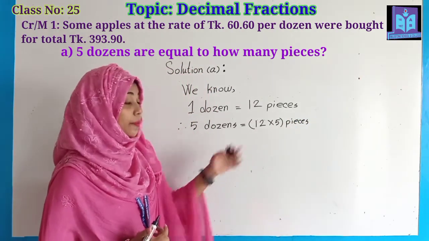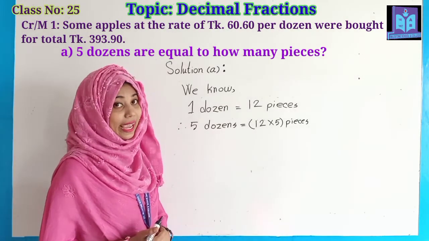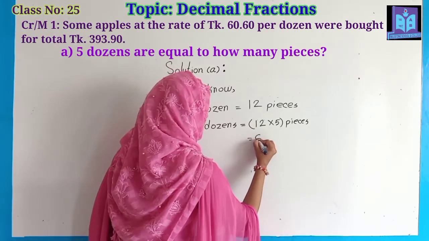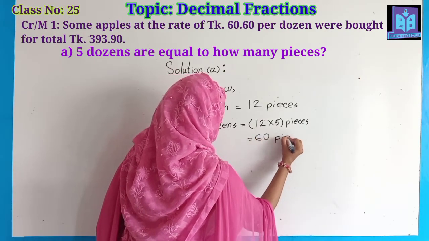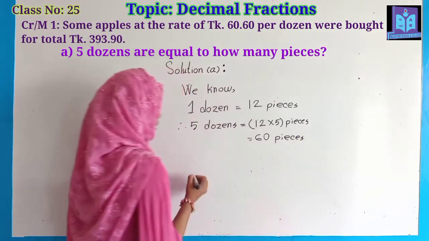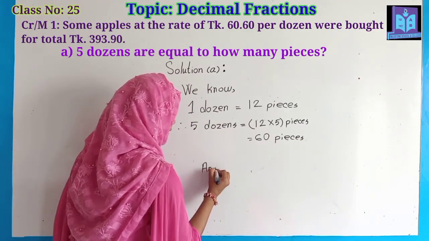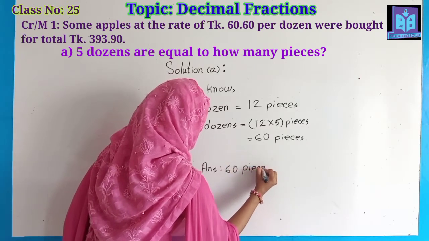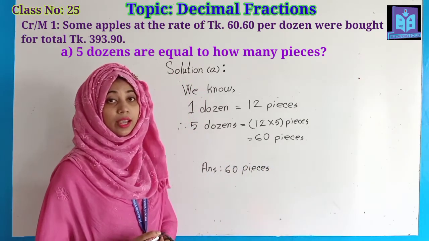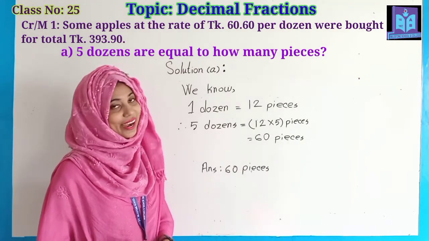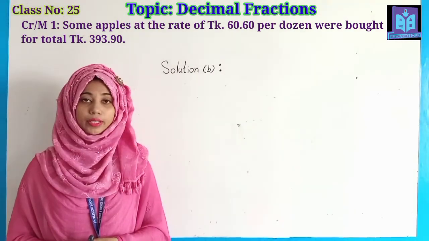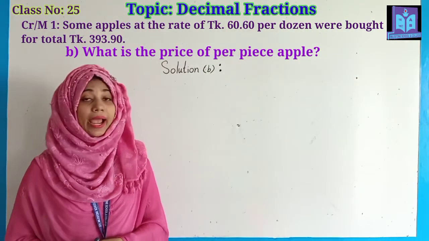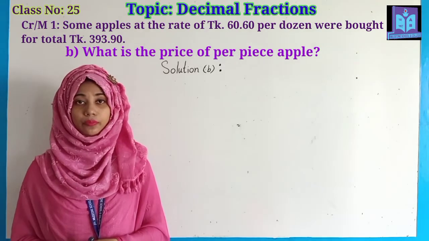Can you tell me the times table of 12? Yes, 12 5s are 60. So I will write 60 pieces. So that is our answer, 60 pieces. Have you understood this? Very good. Now we will solve next one. Question number B. Question is, what is the price per piece of apple?